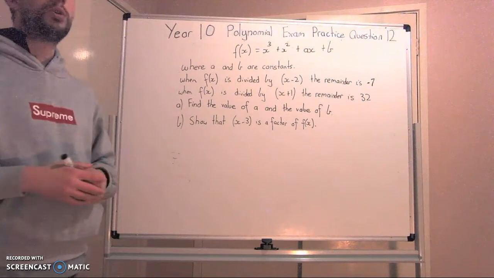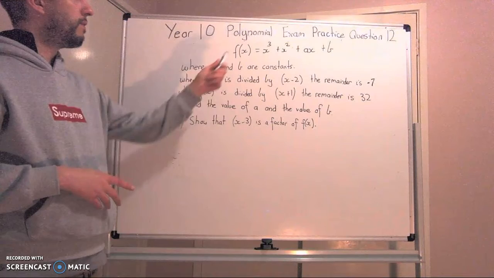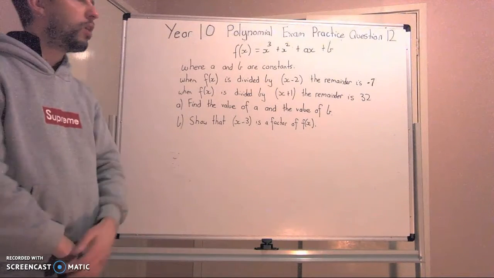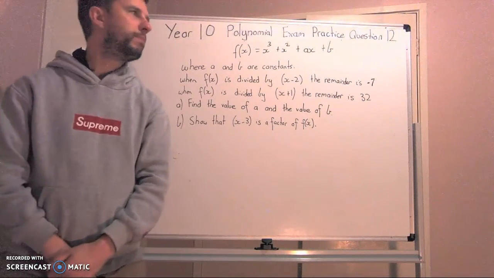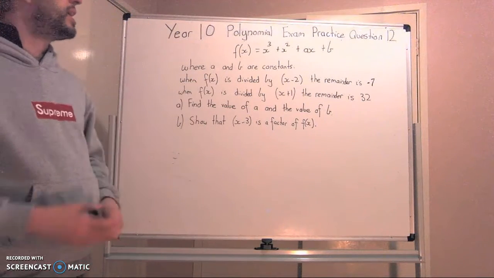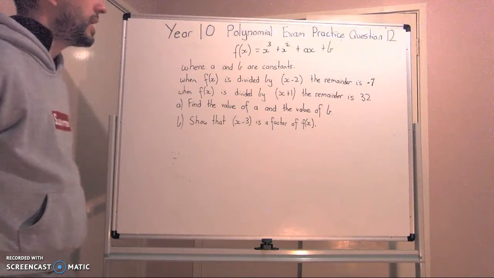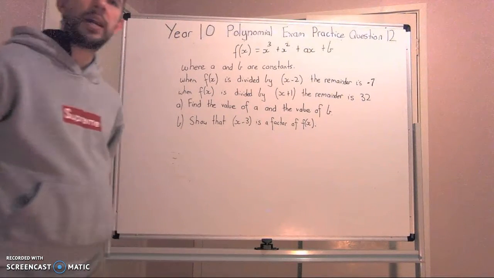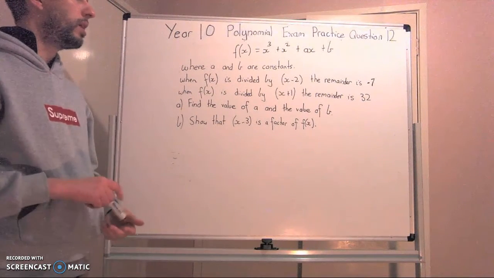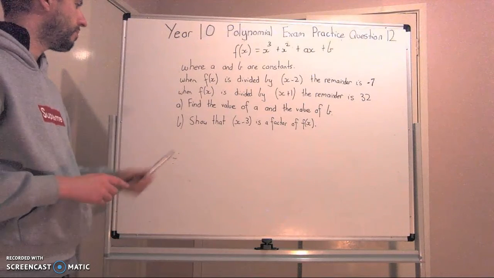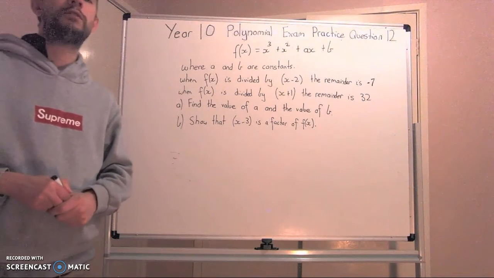Year 10 Polynomial Exam Practice Question 12. Function of x is equal to x to the power of 3 plus x squared plus ax plus b, where a and b are constants. When function of x is divided by x minus 2, the remainder is negative 7. When function of x is divided by x plus 1, the remainder is 32. We need to find the value of a and the value of b.